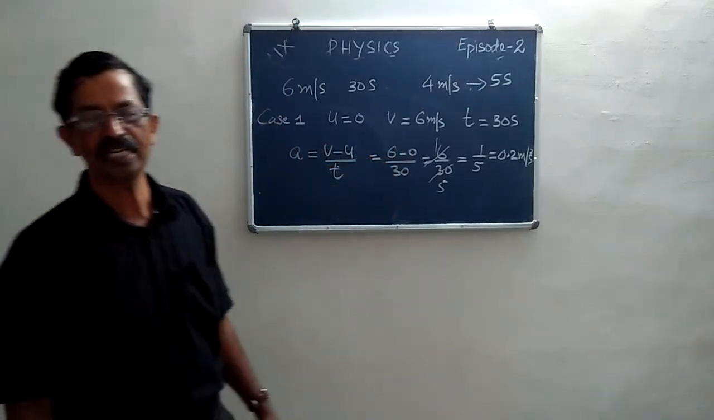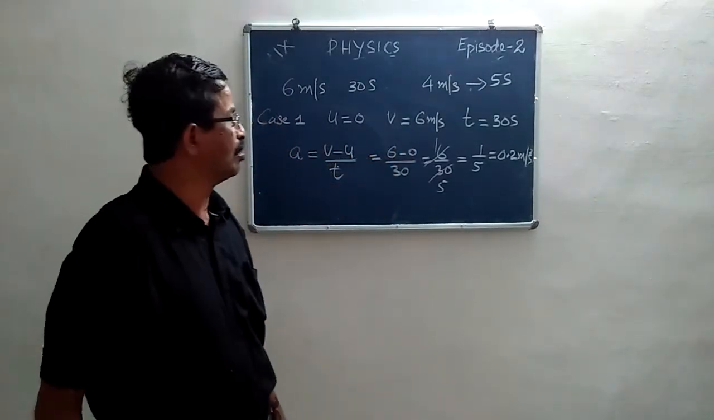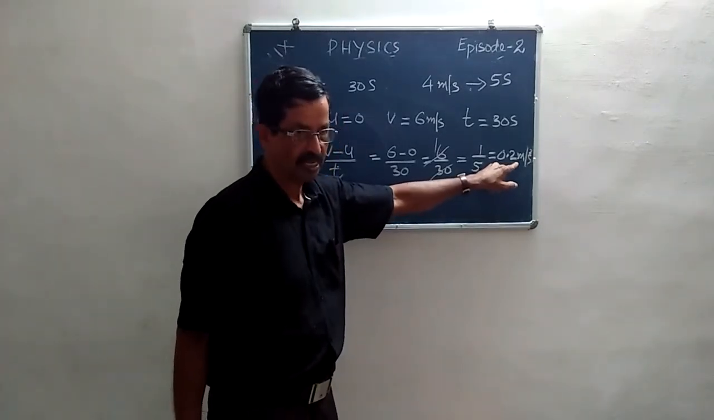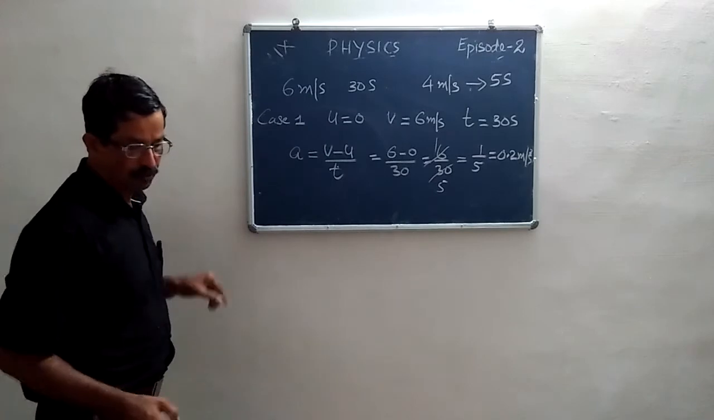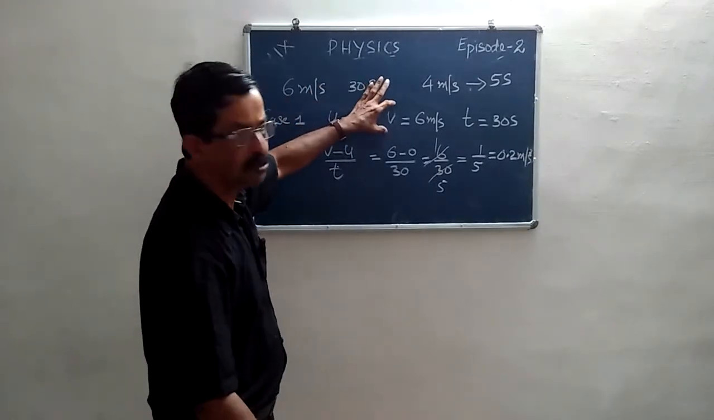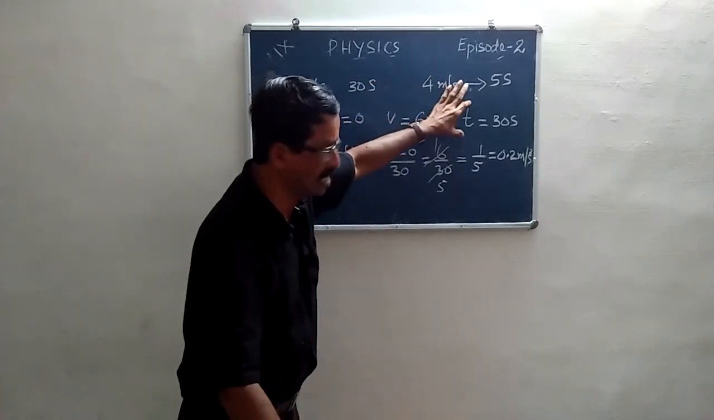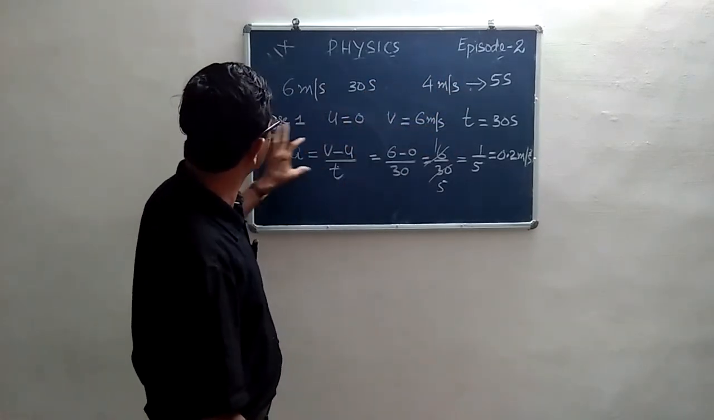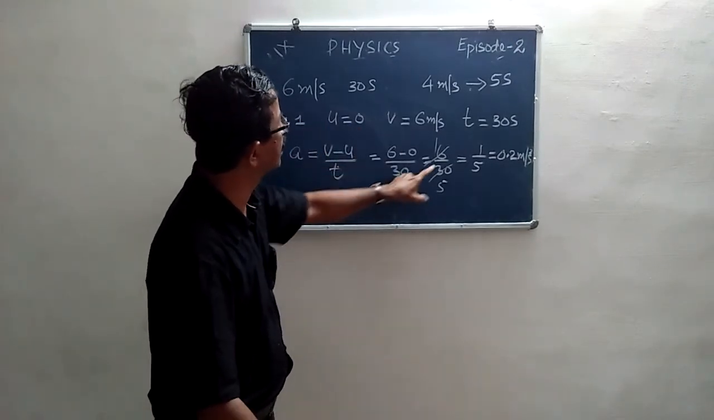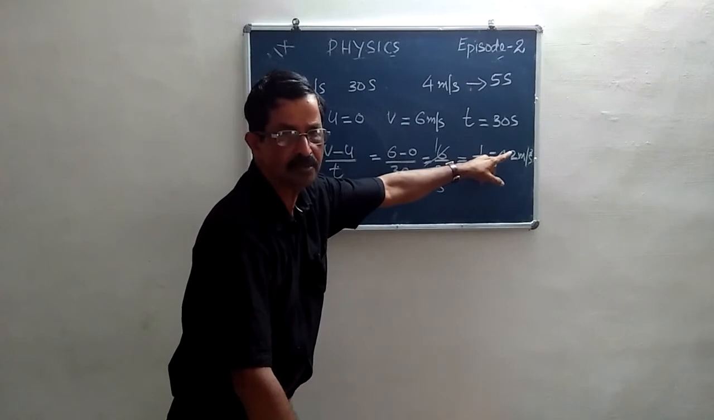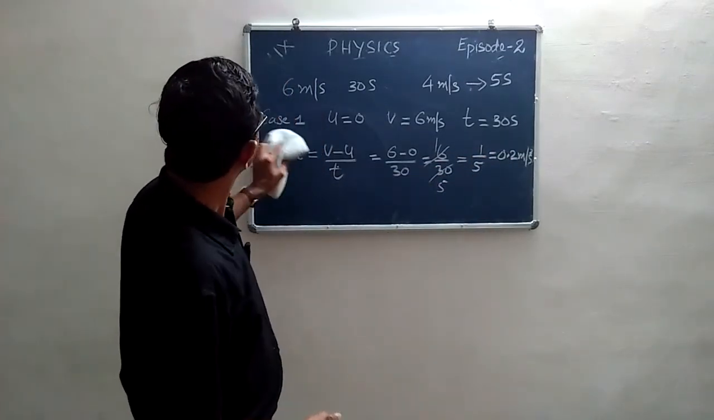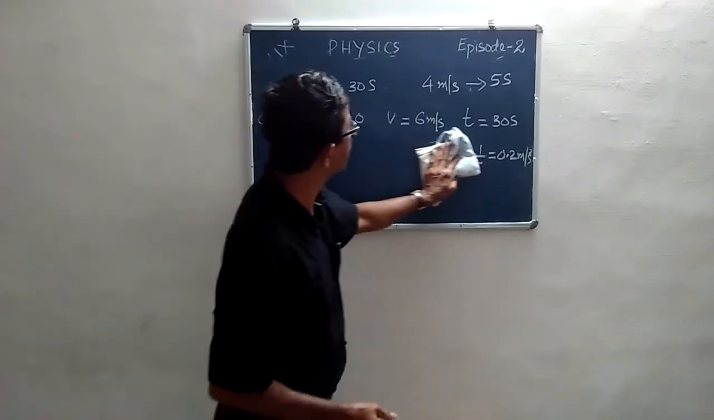The unit of acceleration is meters per second square. Now case 2 we can consider. In the first case, u is equal to 0 and v is equal to 6 meters per second, and time taken is 30 seconds. Now a is equal to (v minus u) by t, that is equal to (6 minus 0) by 30, which on simplifying gives 0.2 meters per second square. Now we are going to find out the second case.